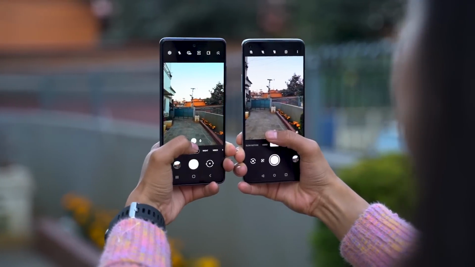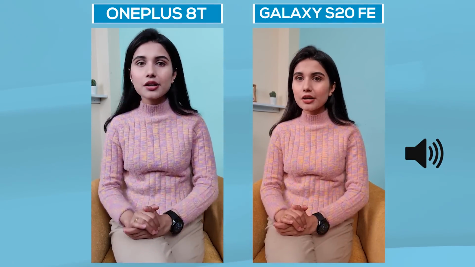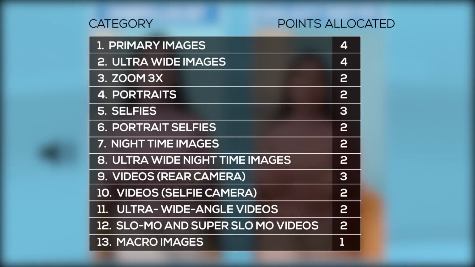And in this video, I am going to be putting these cameras to the test. For this comparison, there are 12 categories in total, and I have allocated points to each category based on how important those lenses are. For instance, I have placed 4 points each for the primary and ultra wide angle lens, while zoom capability and portraits carry 2 points each, and so on. This table right here explains what I'm trying to establish well, so do have a look at it. Anyways, let the battle begin.